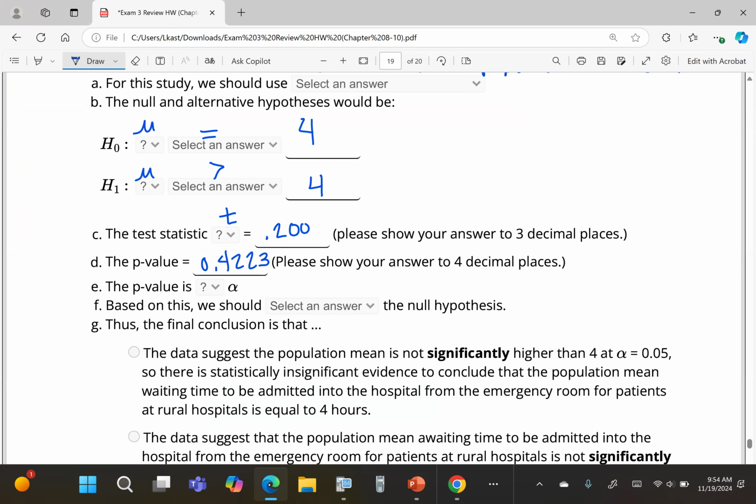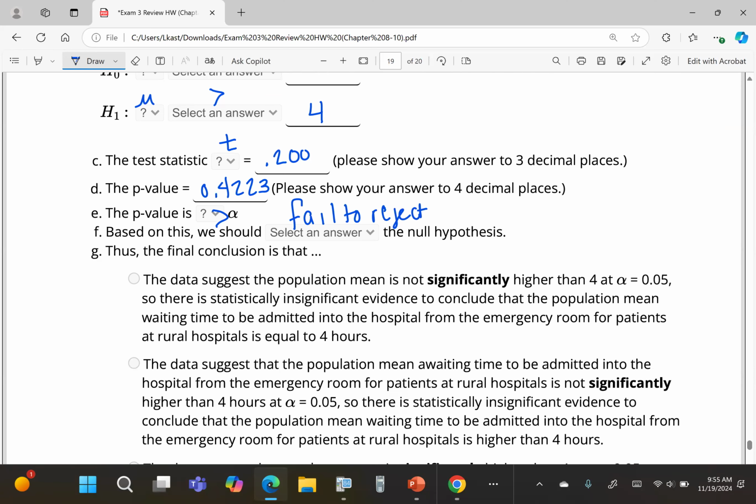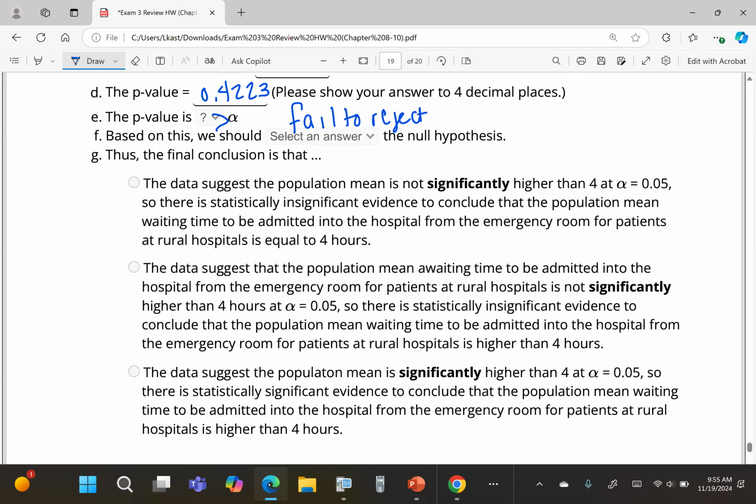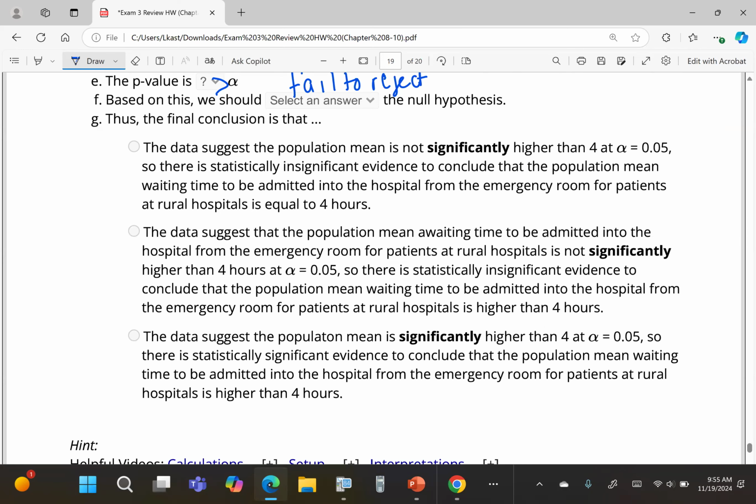0.4223. So is that p-value greater than or less than alpha? It's greater than, so we are going to fail to reject. The p is high, the null must fly. All right, so what are we going to conclude here? It's not significant, so that one's good.